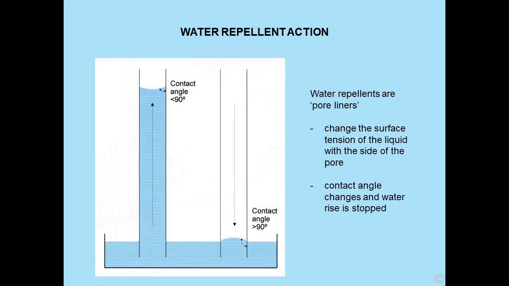Water repellent action. Water repellents are pore liners. They change the surface tension of liquid with the side of the pore. The contact angle changes and water rise is stopped. On a treated material, the contact angle becomes greater than 90 degrees and water does not rise. On a non-treated pore, the contact angle is less than 90 degrees and water will rise.